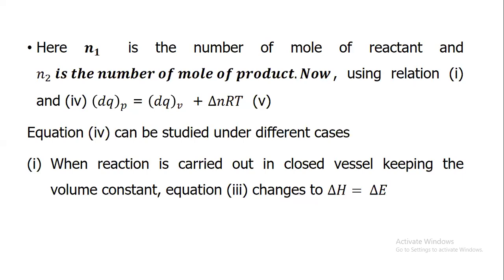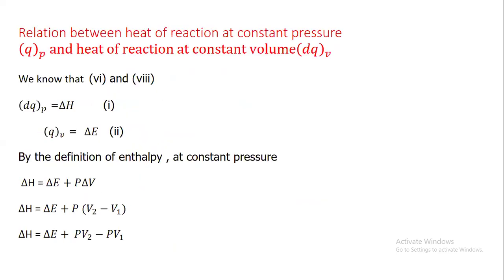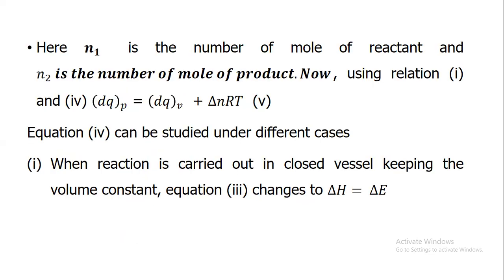So from equation first and fourth, equation first: QP equal to delta H, and delta H equal to delta E plus delta n RT. So QP equal to QV plus delta n RT.